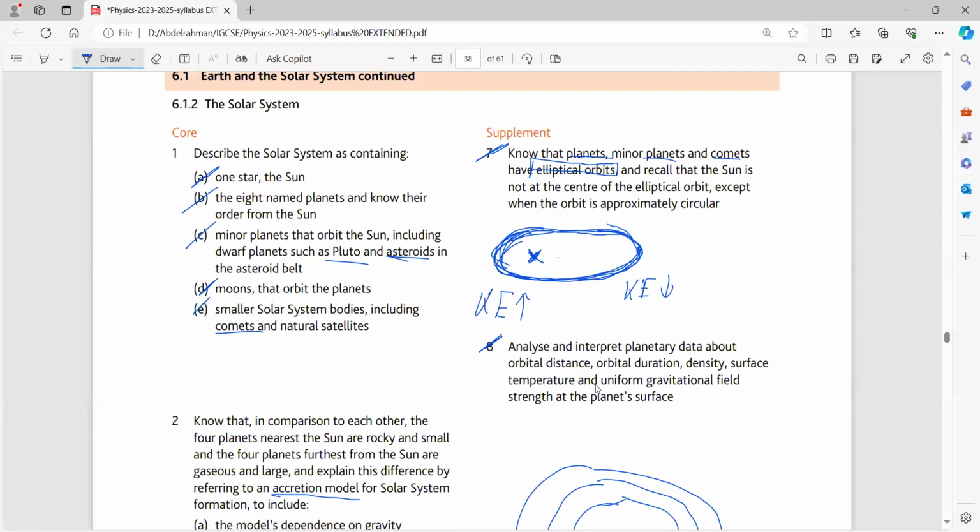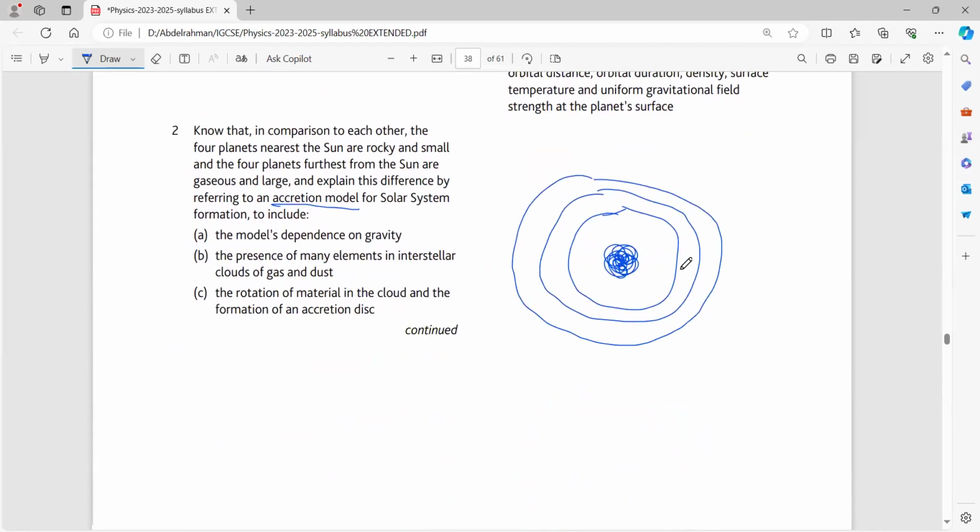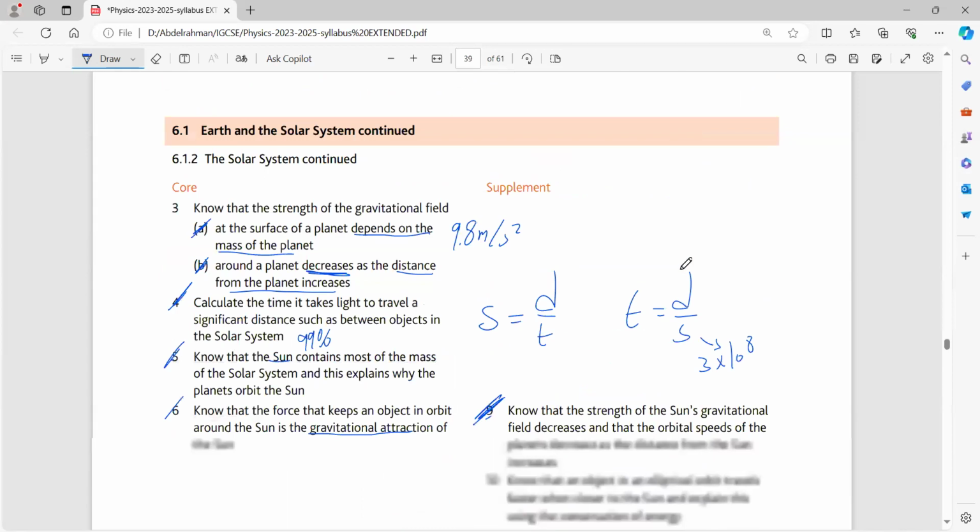When they are closer to the sun, the kinetic energy increases. As they move away, the kinetic energy decreases, but the gravitational pull increases. And then they get pulled back and keep on moving in this elliptical orbit. Any questions?